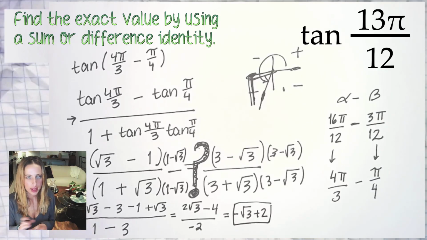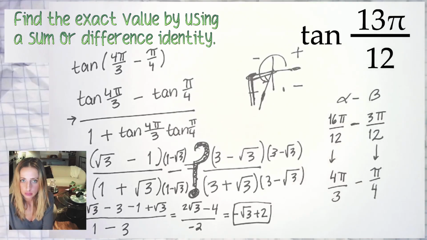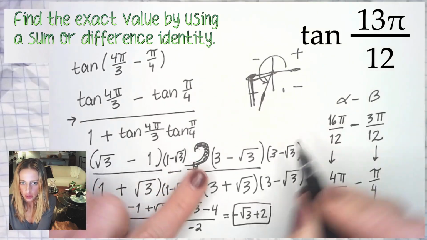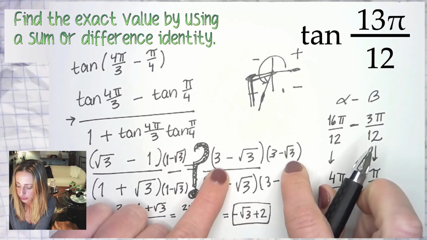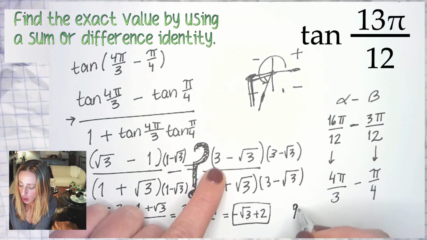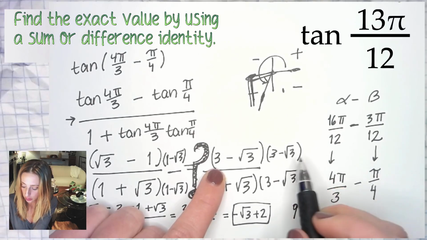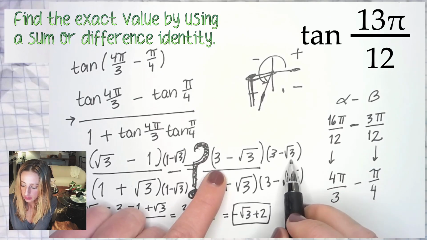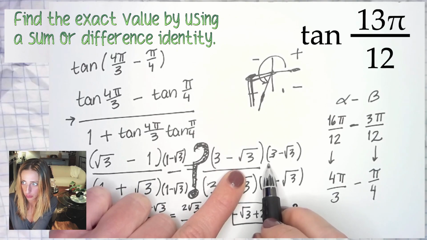I know I'm making a mess. That's why you watch, listen, follow along, right? Now we're going to do the one on the right, and it should work very similarly, right? First times first on top, we get 9. Outer, 3 times negative root 3 is minus 3 root 3. I'm skipping steps this time, so come along on the journey, okay? Negative 3 root 3. Inner is also negative 3 root 3.